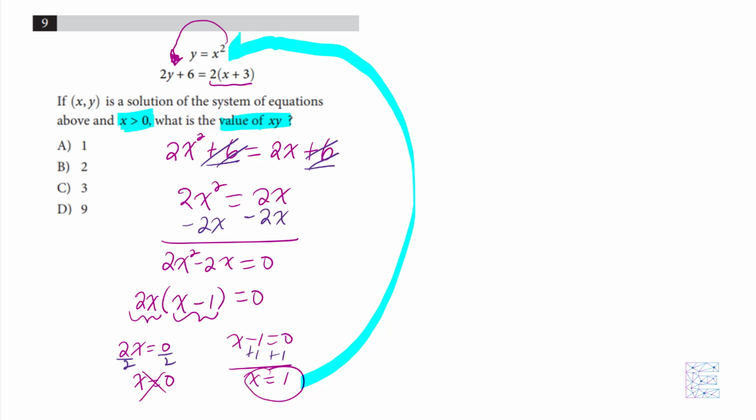Well, the top one would be the easier one to go with, and that's going to help us find out what y is. It says y equals x squared. Well, x is 1, so 1 squared. y equals 1. So we have both values. x is 1 and y is 1. Therefore, x times y will be 1 times 1, and that's just 1. Makes A the answer to this question.